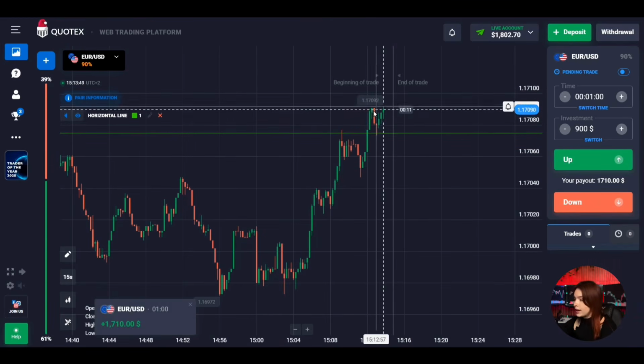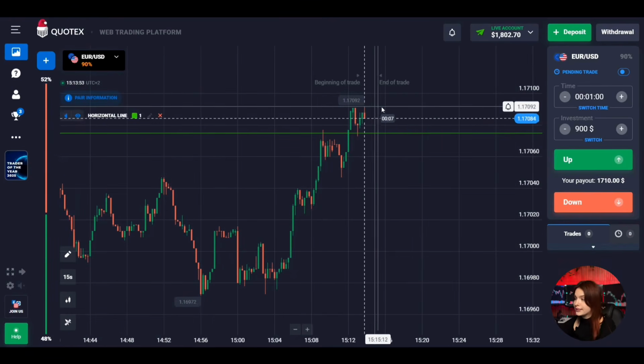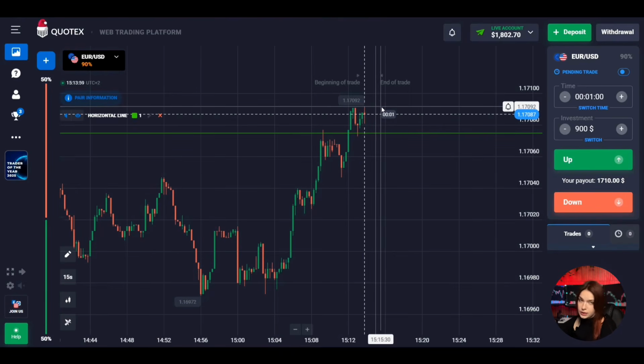Well guys, the price stopped. There was a slight attenuation, but still the upward movement continued and we got the profit. The most important thing here is that I've managed to make money from this trading situation.